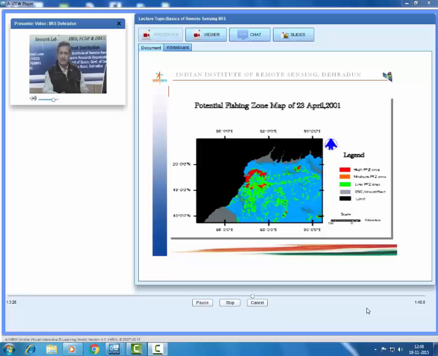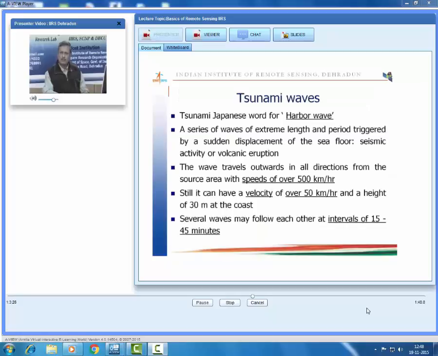A little bit of the study of the tsunami, then maybe another 2-3 slides. Tsunami is mainly caused by subsurface displacement, mainly because of earthquakes, where the tsunami waves travel in all directions with speed more than 500 km per hour in the open ocean. But when it comes near the coast, velocity decreases to around 50 km per hour, but height increases to around 30 meters at the coast, and several waves may follow at an interval of 15 to 45 minutes.